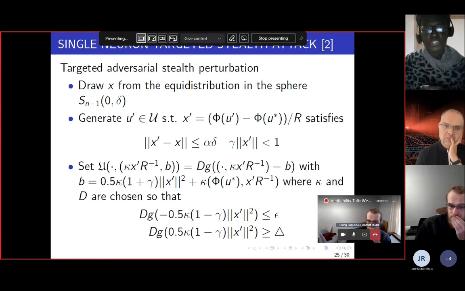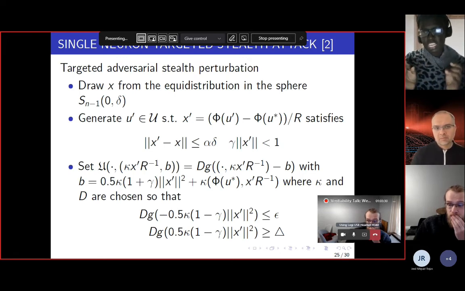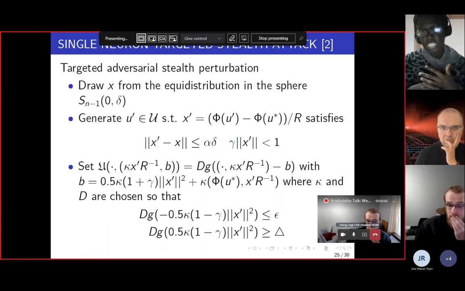Yeah. So for this stealth attack, it's just attacking a neuron, right? So basically, when you're drawing from the sphere in this step, the main point of the attacker is to make sure that there are conditions that are held so that it doesn't cause any changes to the validation set. So it's mainly focused on the single neuron attack, where you're changing the weights and the biases of a single neuron of a neural network.